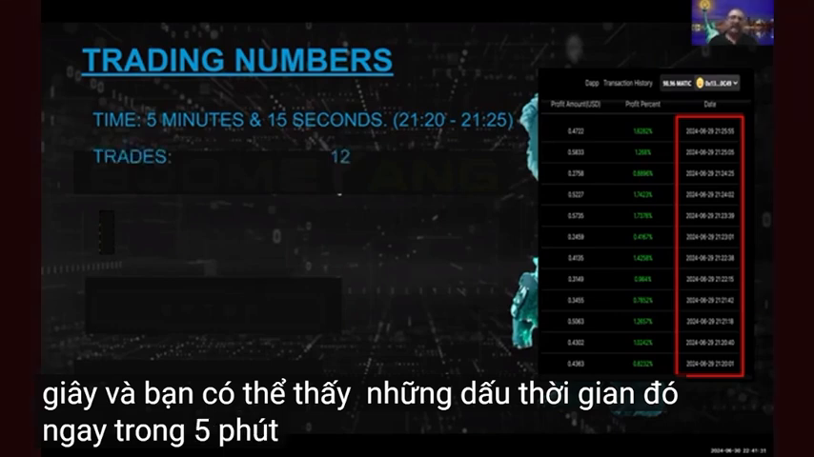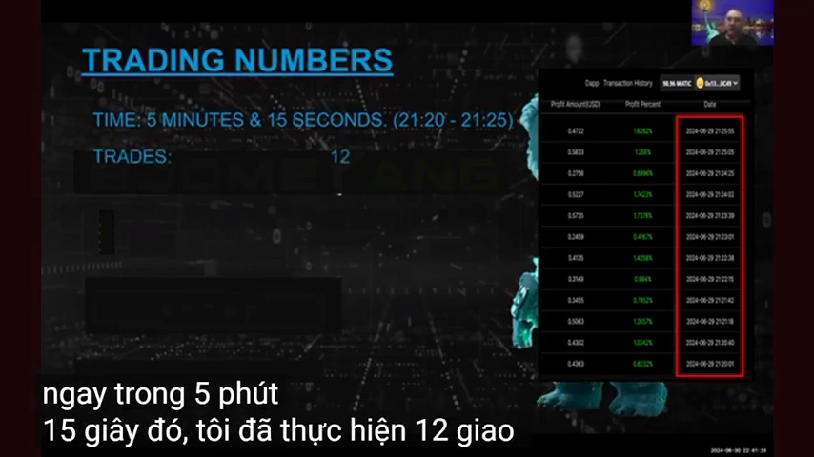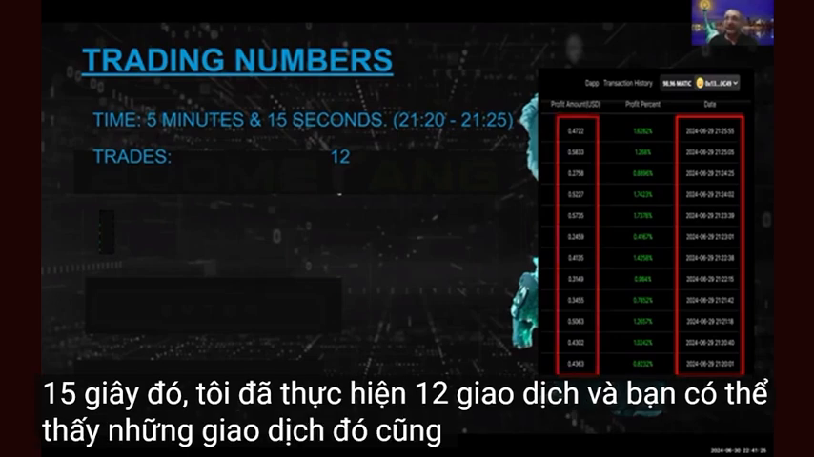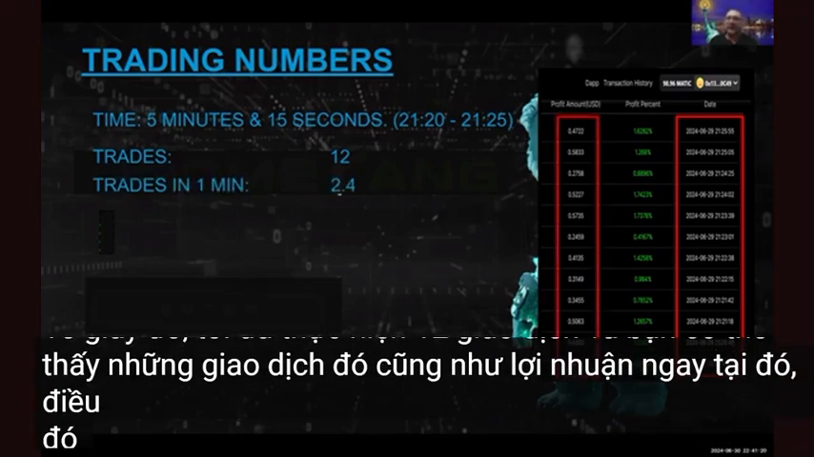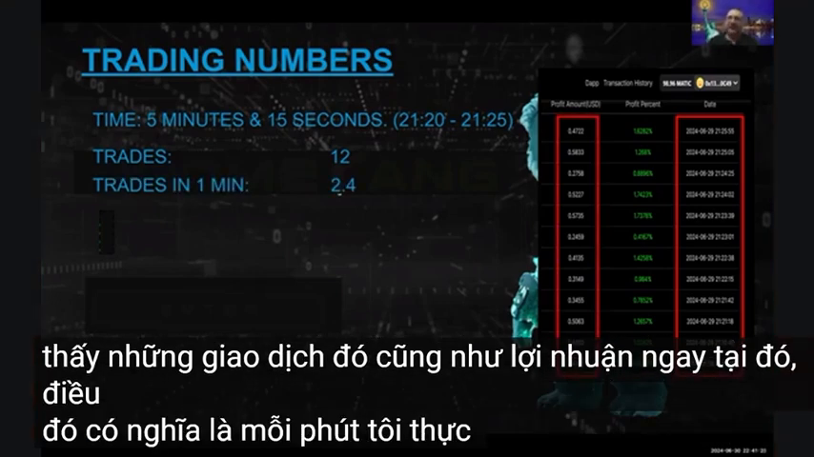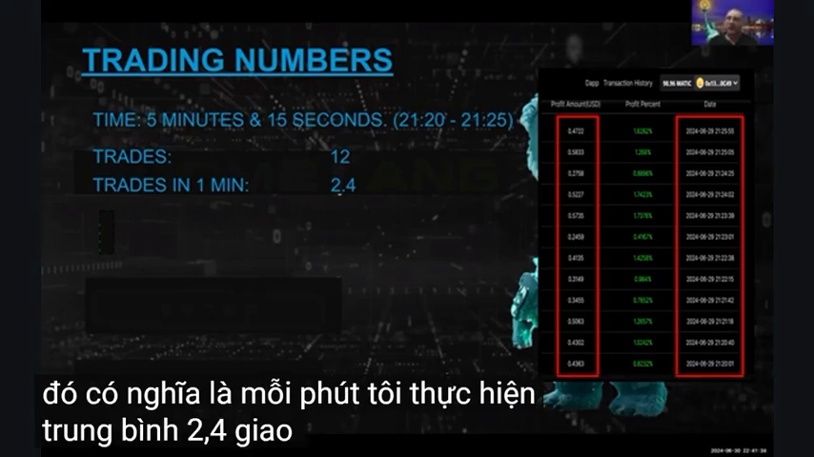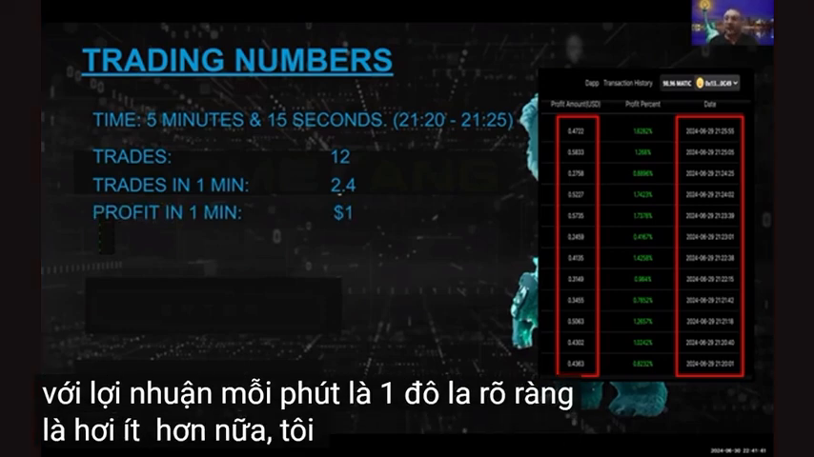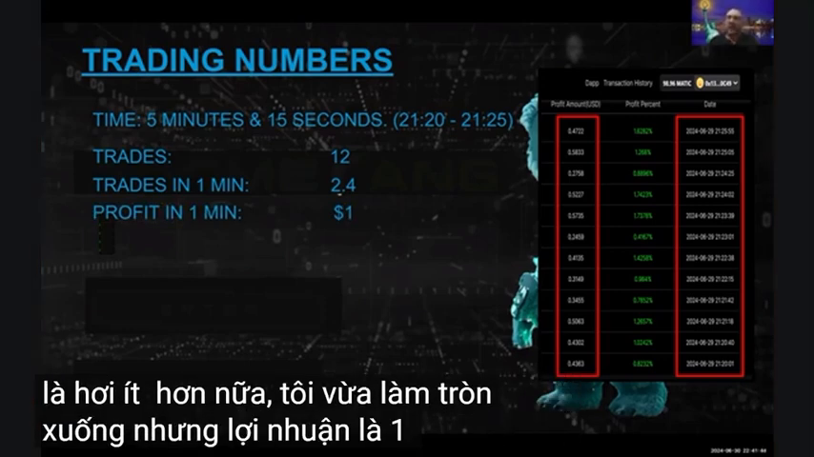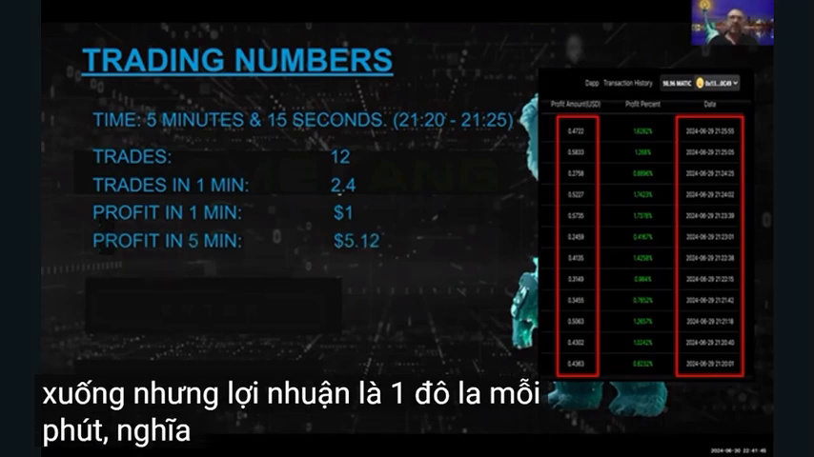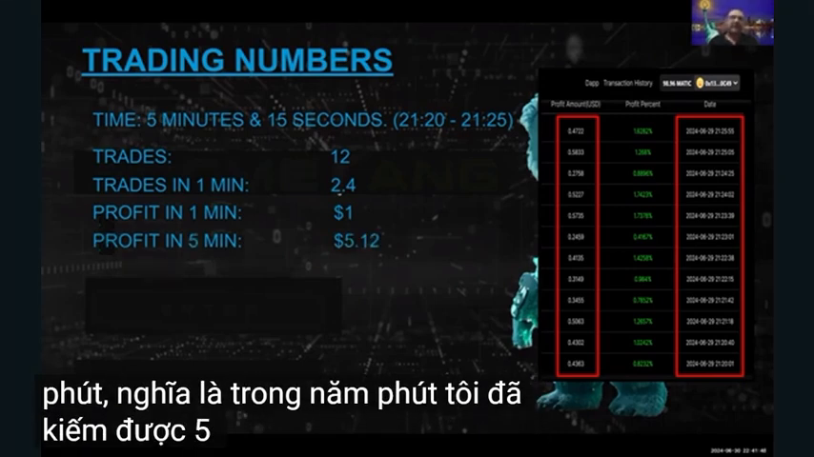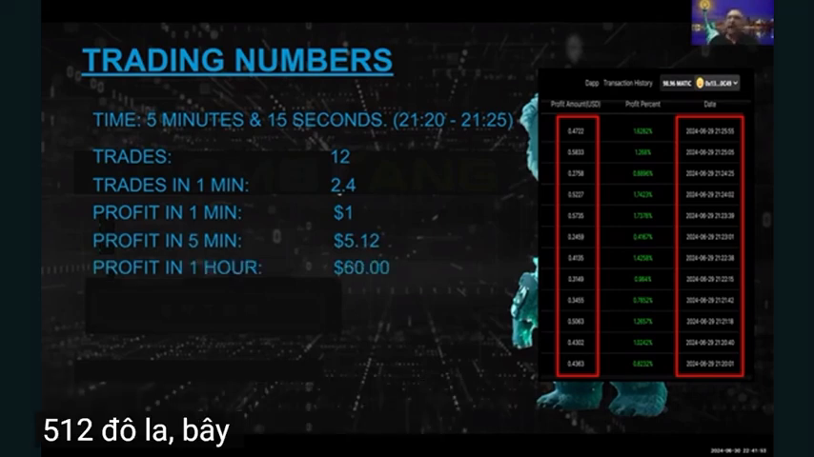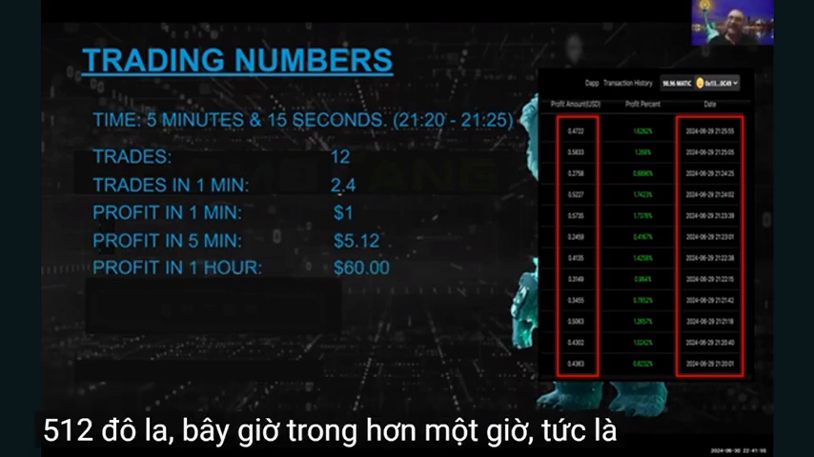In that 5 minutes and 15 seconds, I did 12 trades, and you can see those and the profits right there. That means that per minute, I did an average of 2.4 trades with a profit per minute of $1. Obviously, it's a little bit more. I've just rounded down, but a profit of $1 per minute, which means in 5 minutes, I made $5. To be precise, $5.12. Now, over an hour, that's $60.